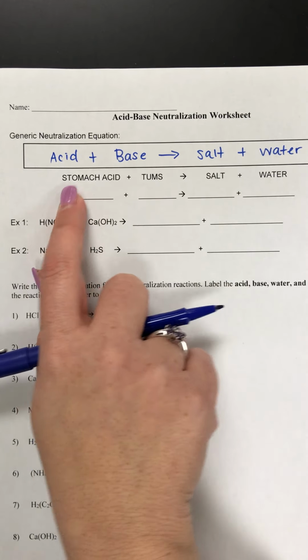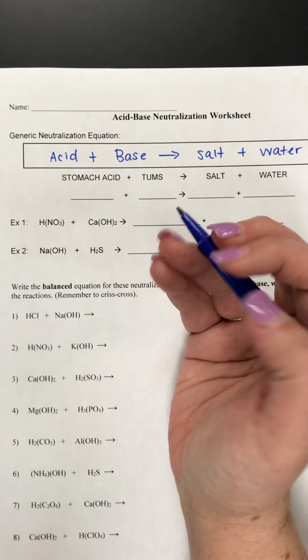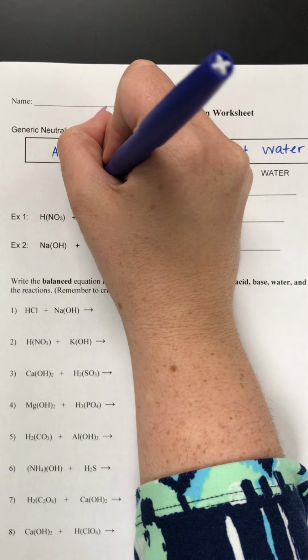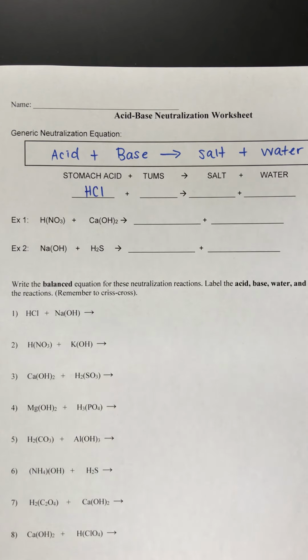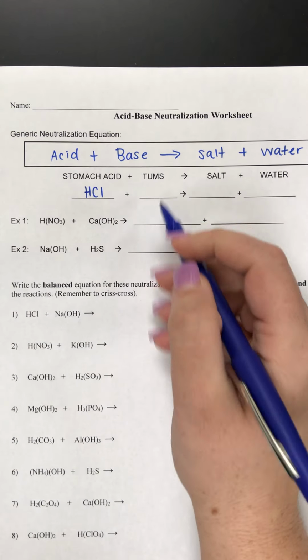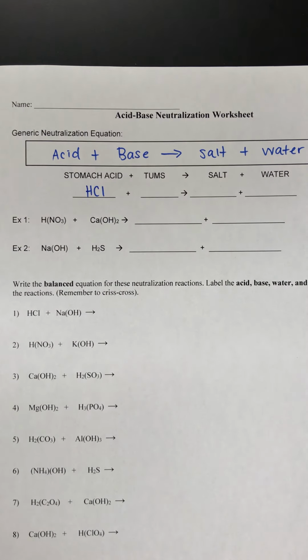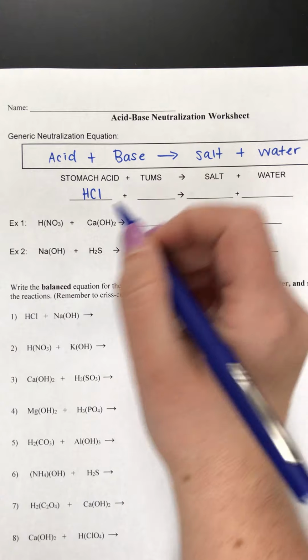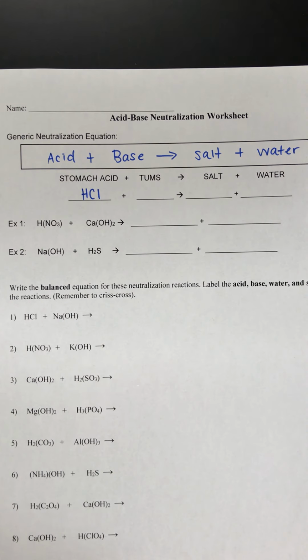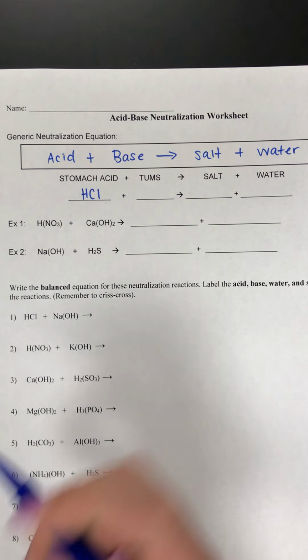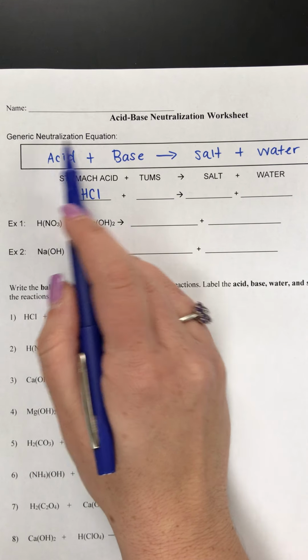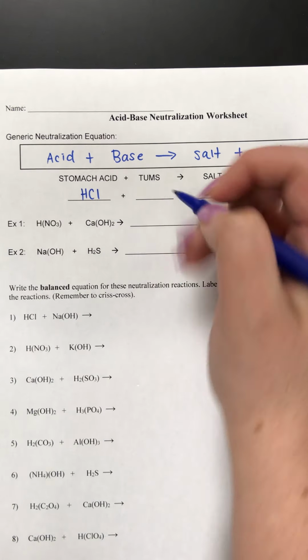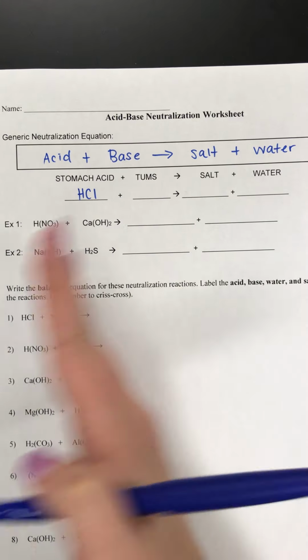Okay, so let me give you an example of something from real life. So we have stomach acid, which is actually in your stomach, and this is going to be hydrochloric acid, so that's going to be HCl. And then when I add Tums, if I have stomach acid and it starts to go up my esophagus and I feel heartburn or indigestion, okay, it's when the stomach acid is coming up into your esophagus and you kind of feel it and it burns. So what we're going to do is we're going to neutralize it.